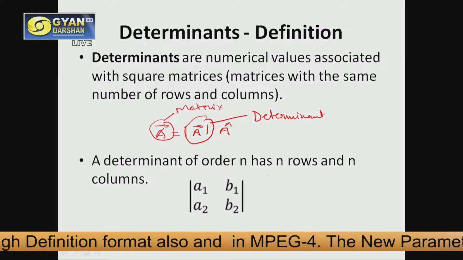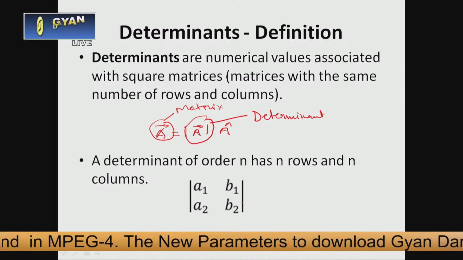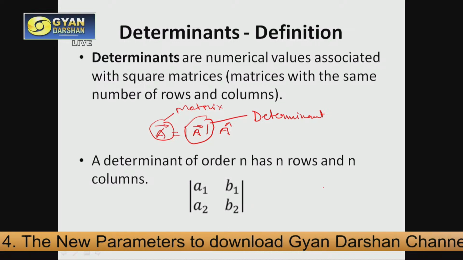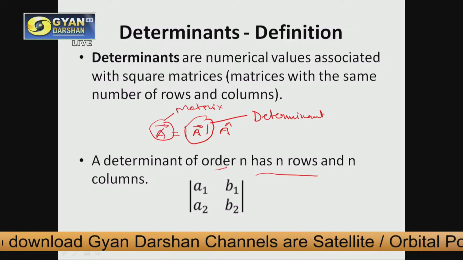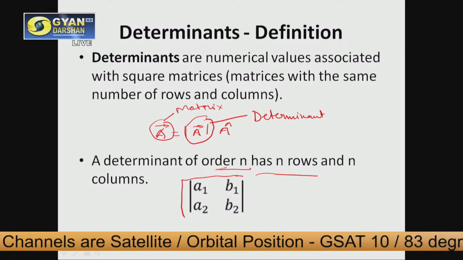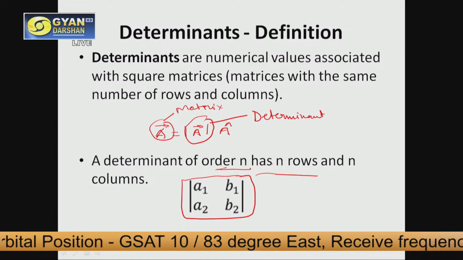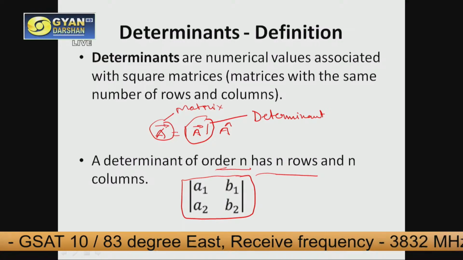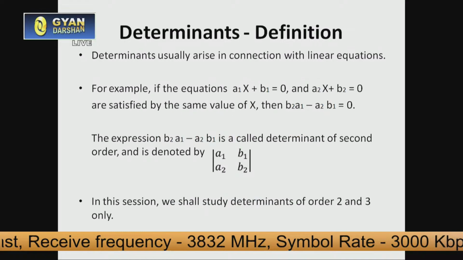So determinants have different rows and columns, and depending upon the number of rows and columns, we have the order. If n rows and n columns are there, then the determinant will be of order n. This is a determinant of order 2, because it is a square matrix having the same number of rows and columns, 2 rows and 2 columns.